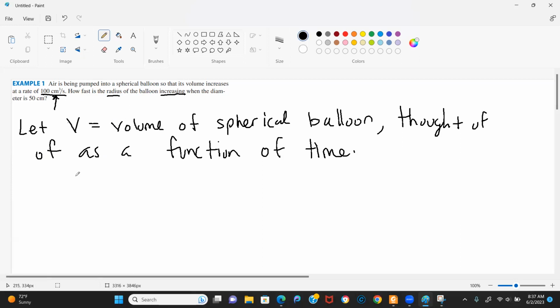So we're gonna let V be the volume. If you want, you can even replace this with V of t, so that you can remember it's a function of time. Certainly use this notation if you need to, but it's not completely necessary. And then we're gonna let R be the radius of the spherical balloon.